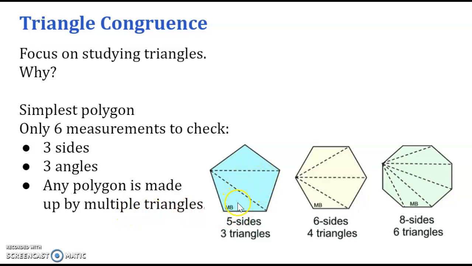So for example, this pentagon, a 5-sided shape, you can divide into 3 separate triangles. And the hexagon here, 6-sided, can be divided into 4 different triangles. And the octagon here can be divided into 6 triangles. Okay, so any polygon can be made up of multiple triangles, and that is the reason that we spend so much time on dealing with triangles.